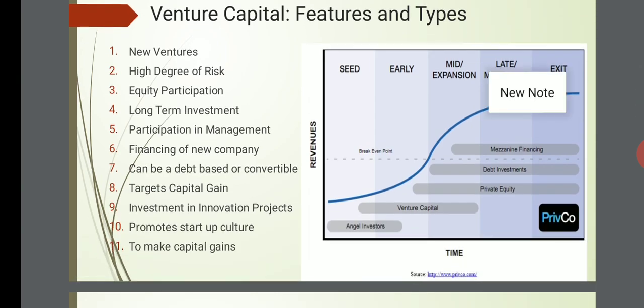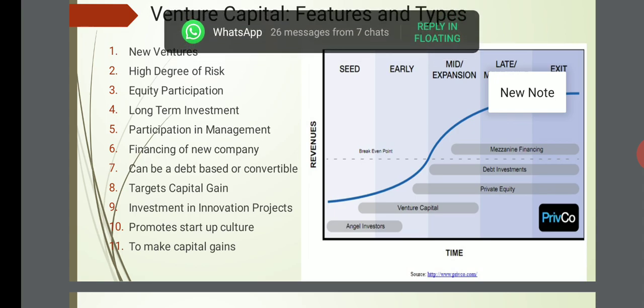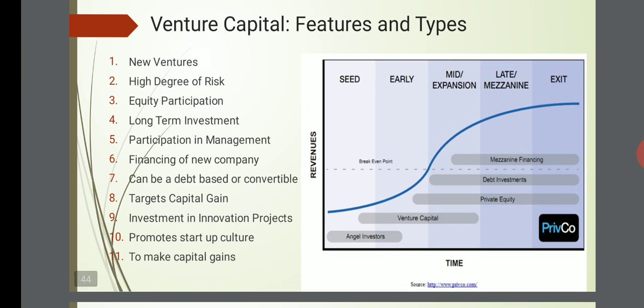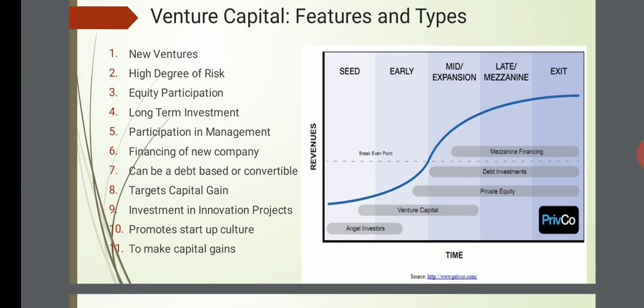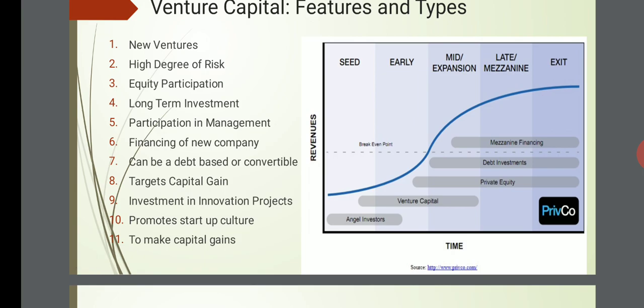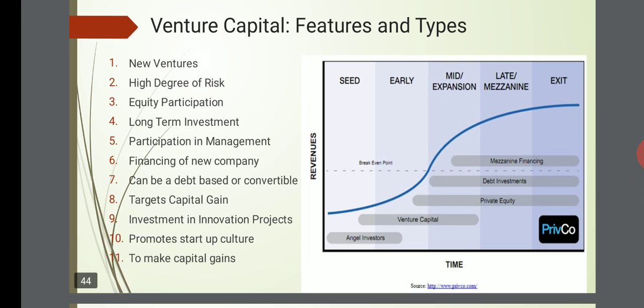Now, features and types. If you look into the features, it is always issued to new ventures, it has a high degree of risk, equity participation, long term investment, participation in management, financing of new company, can be debt based or convertible into equity, targets capital gains. So they always target that we'll invest today and we'll get future capital gains. Mostly it is invested in innovation projects, and it promotes startup culture to make capital gains.